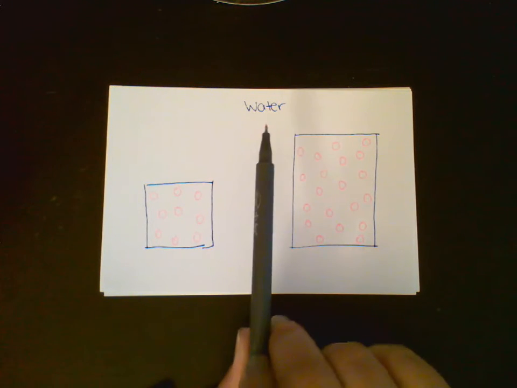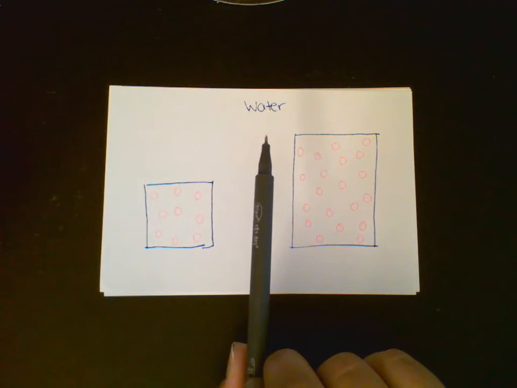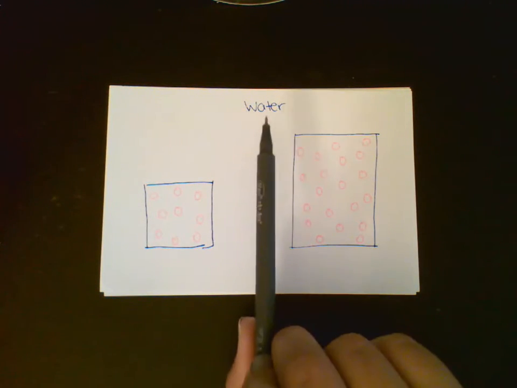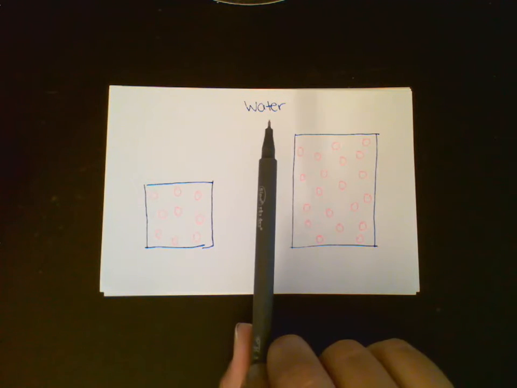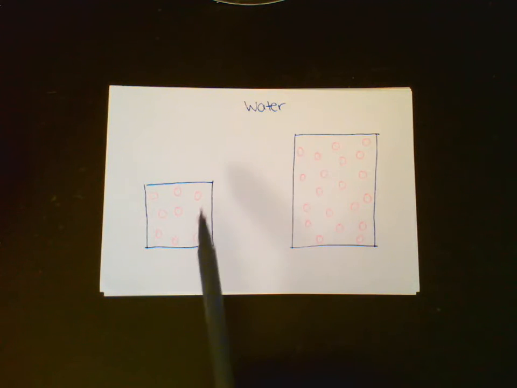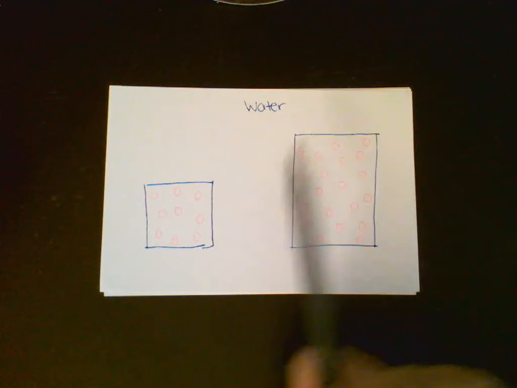So remember when we started, we said substances, density is one of their properties, right? So all water that is liquid water has the same density. So it doesn't matter if I have less of that or if I have more of that.